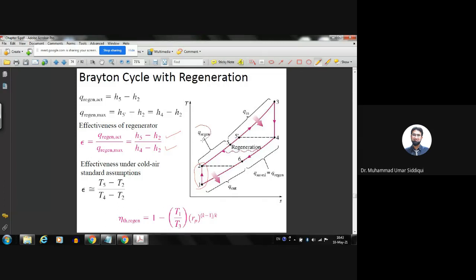So we have Q regeneration from, let's say, 2 to 5. And then from 5 to 3, we have Q in. So our Q in is actually reduced. Previously it was 2 to 3 that was Q in. Now it is only 5 to 3 Q in. So Q in is actually reduced. And then we have our regeneration process here.